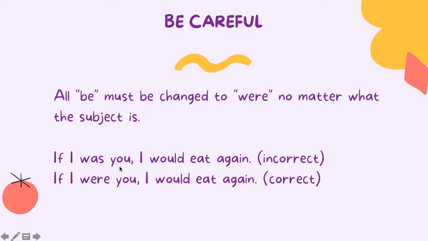That's okay for conversational English, but for academic English, that form is incorrect. In academic English, the correct one is using were, no matter the subject. I, she, you, there, or she, it, he, it, no problem. For all subjects, the be must be using were when it comes to conditional sentence type 2.